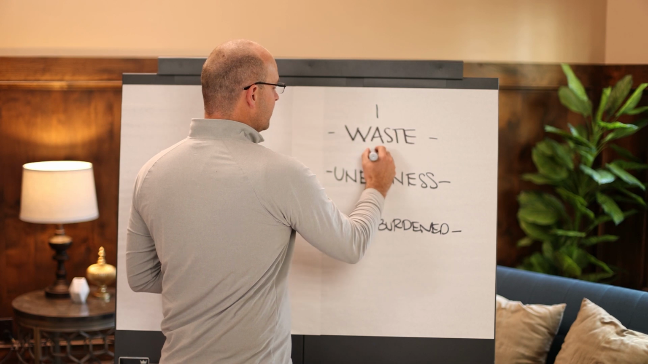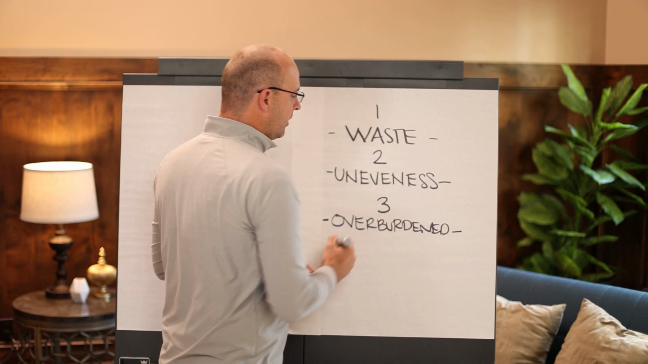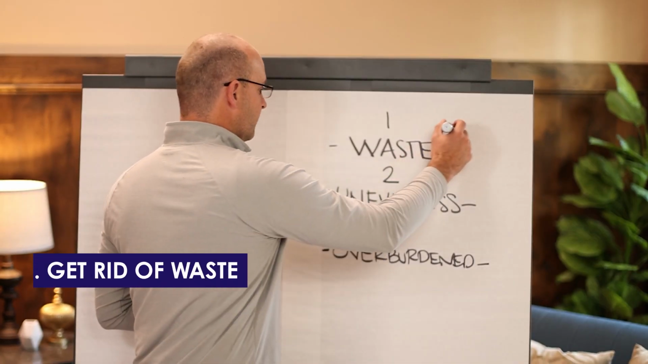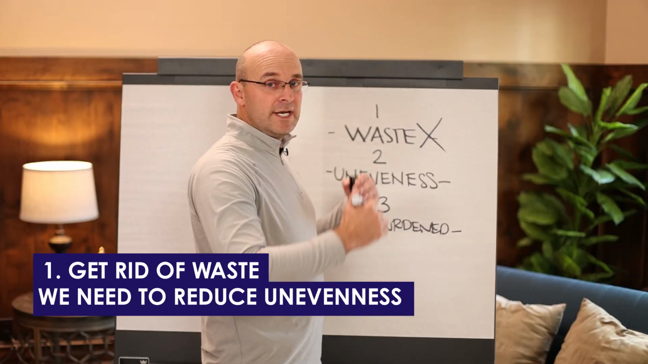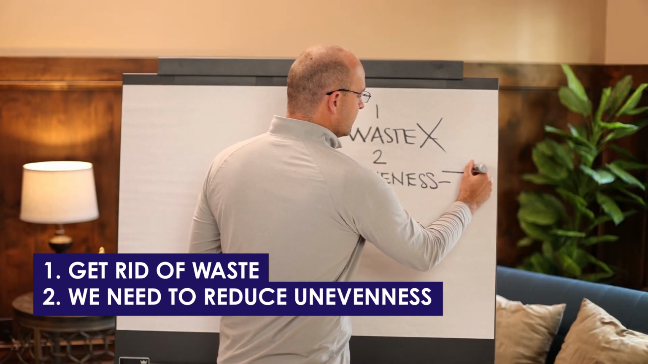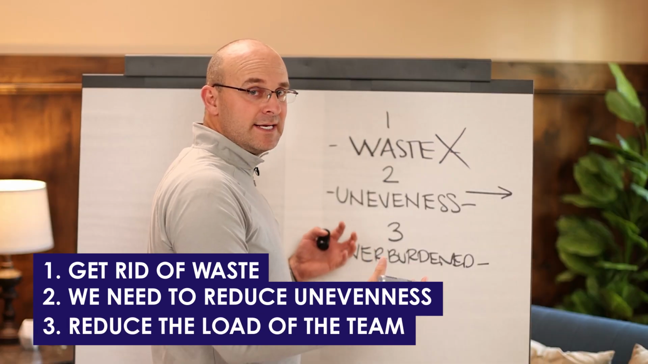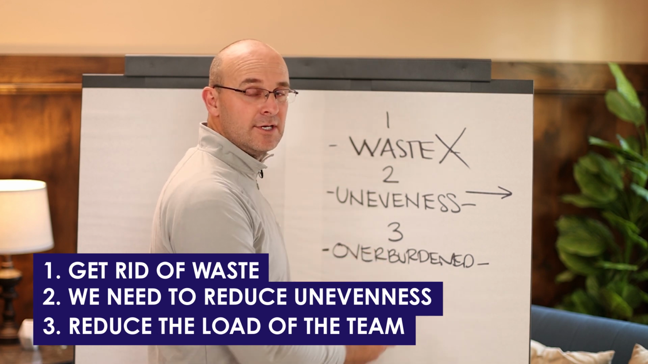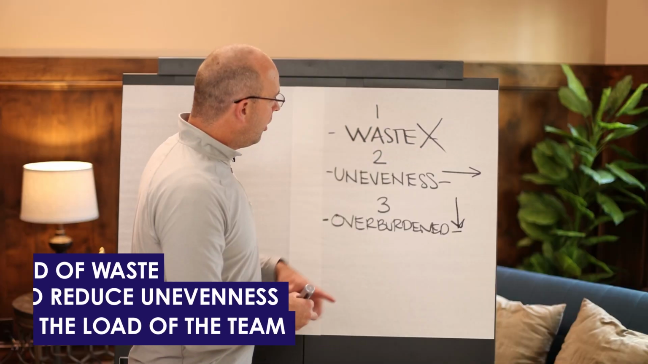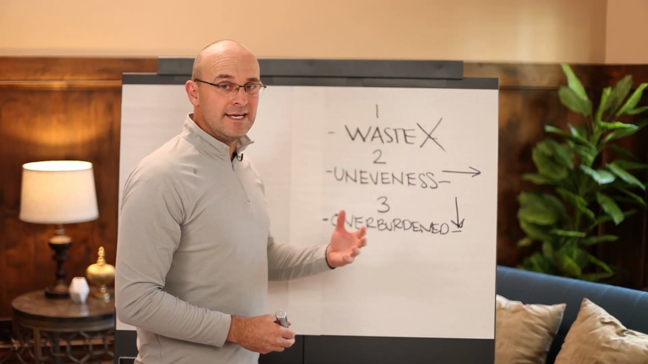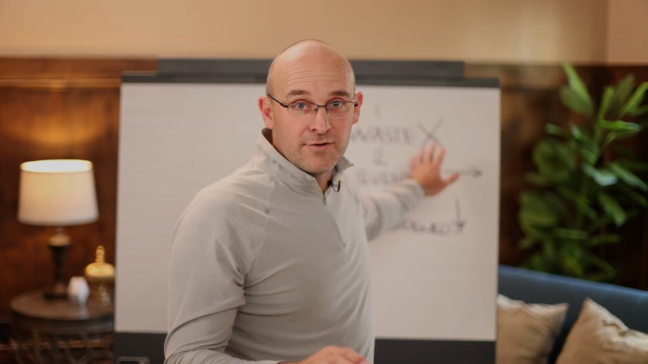So number 1 is waste. Number 2 is unevenness, also a form of waste. Number 3, overburden. So we need to just get rid of waste. It just needs to go, like gone. Number 2, unevenness, we need to reduce that so that it flows. So we need to balance that out and level it. And overburden, we need to space that out, reduce the load on teams so that they can perform exactly how we want. So that needs to be reduced. All 3 need to be managed in lean construction for us to be as productive as you and I want to be. All right, so let's talk about the first one, waste.